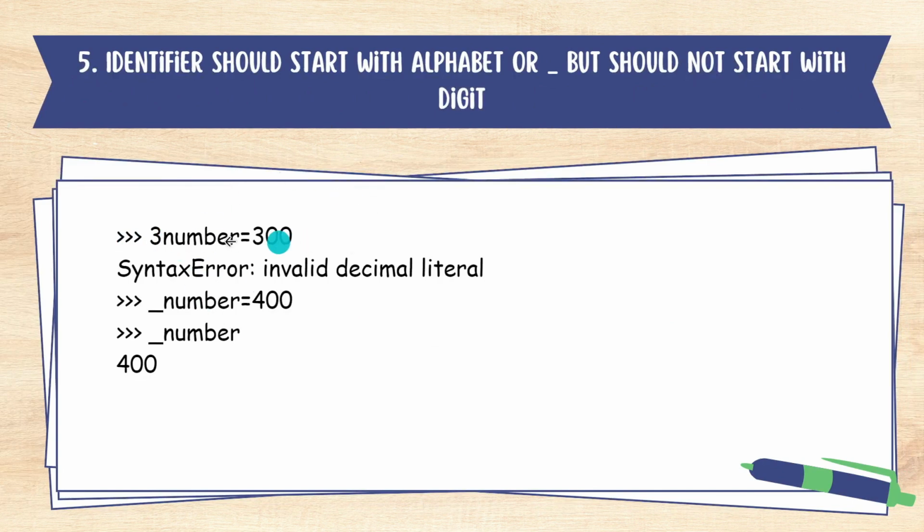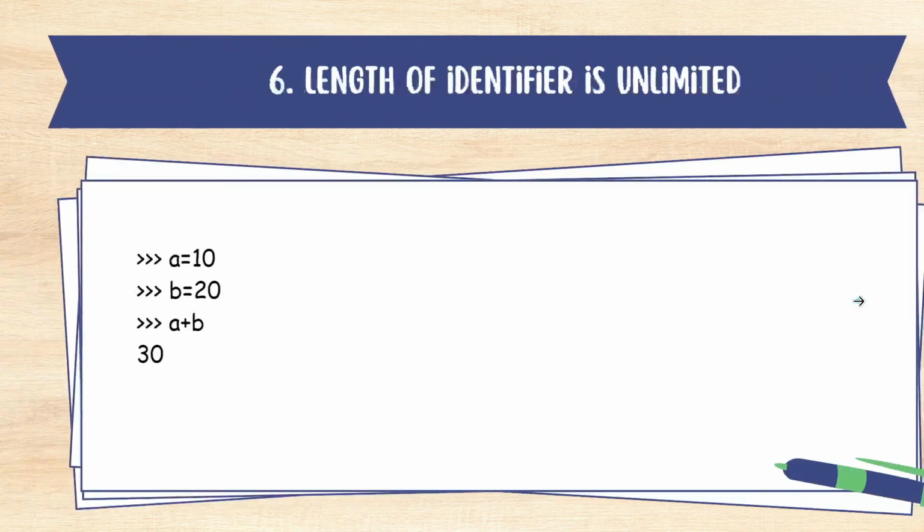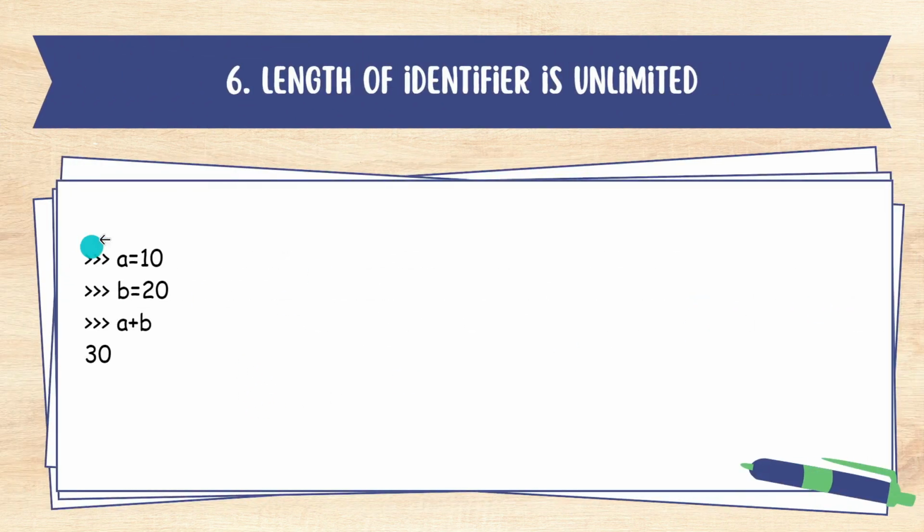This will give an error. We cannot start a variable name with a digit, right? So it is invalid. But we can start a variable name with underscore. That is possible. And we can perform operations on the data.